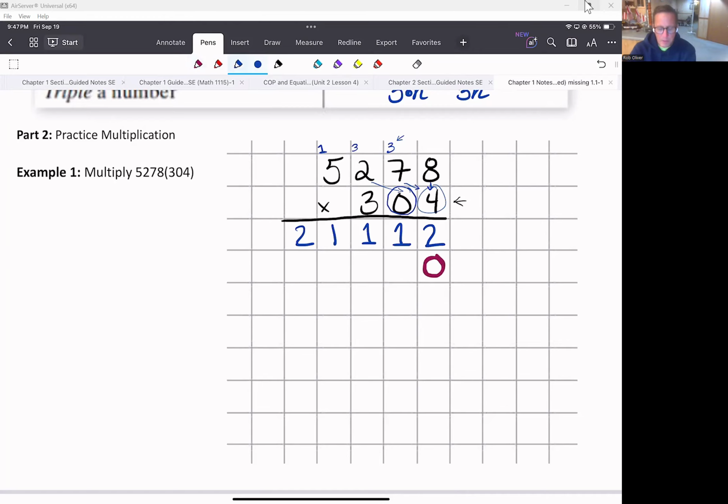Now, we're multiplying everything by 0. However, when you multiply by 0, it's 0, right? So 8 times 0, 7 times 0, 2 times 0, 5 times 0. So a bunch of zeros there, all right? But it's a necessary thing you want to do. Now we're going to multiply everything by 3. Now that 3 is in the hundreds place. Therefore, we're going to put 2 zeros, because 100 has 2 zeros right there.